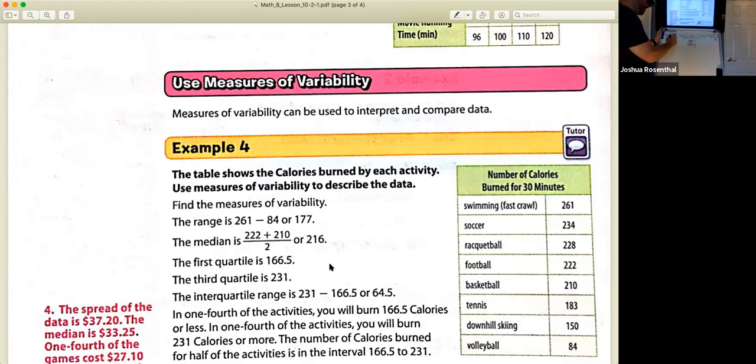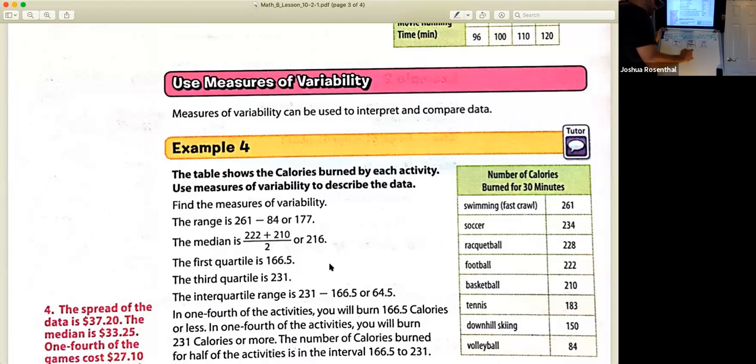I'll switch colors now. These two here need to be averaged out. They're 33 apart, so I need 16 and a half, which is half of the 33. So 166.5 is my Q1. And here I have 228 and 234. Those are 6 apart, so I only want to add half of that, 3, to the 228. So 231 is my Q3.